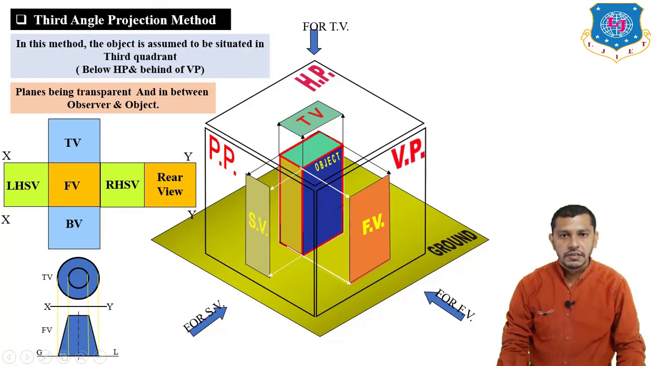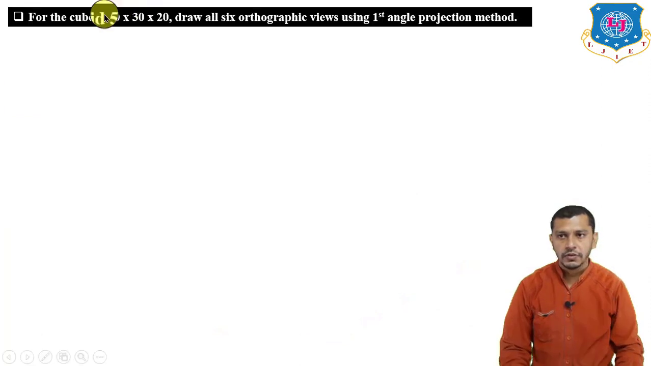Now let us discuss how to draw different views of the given object by using the particular methods of orthographic projections. So here we have taken one question. For the cuboid 50 into 30 into 20, draw all 6 orthographic views using the first angle projection method. Cuboid 50 into 30 into 20 means the length of the cuboid is 50, width is 30 and height is 20.